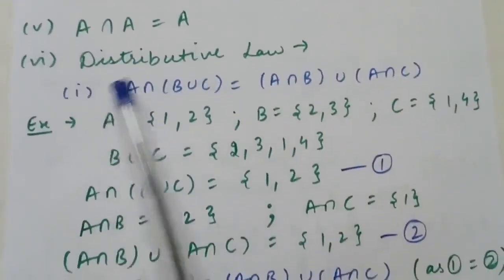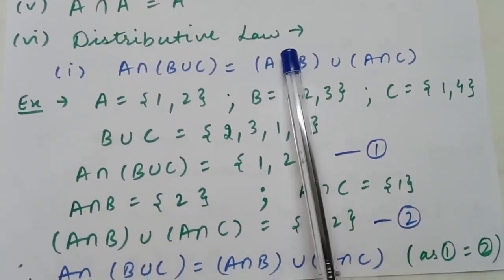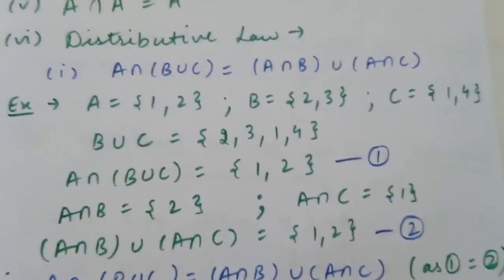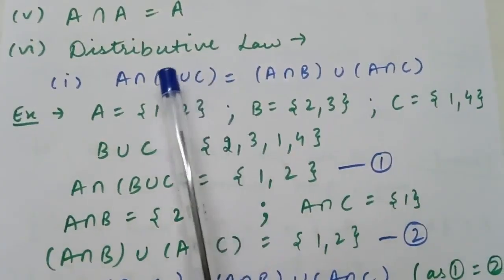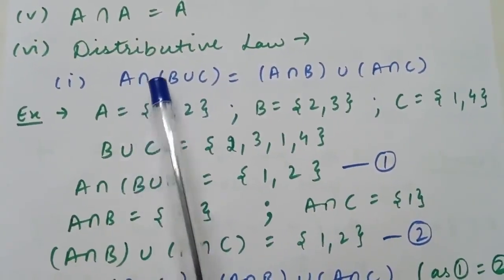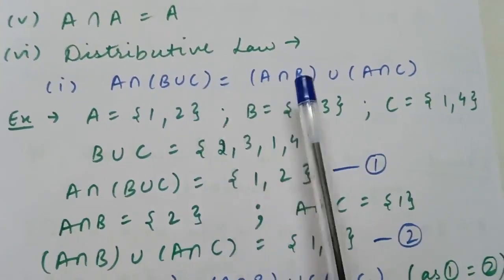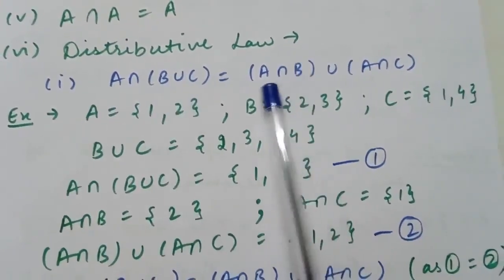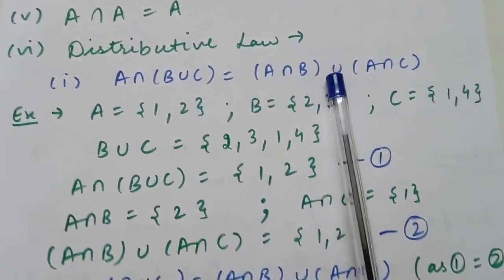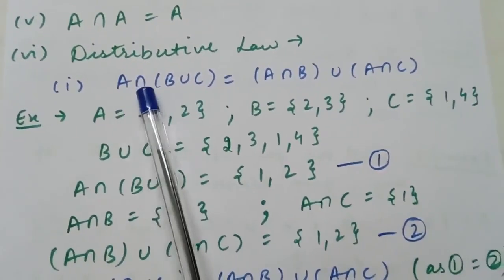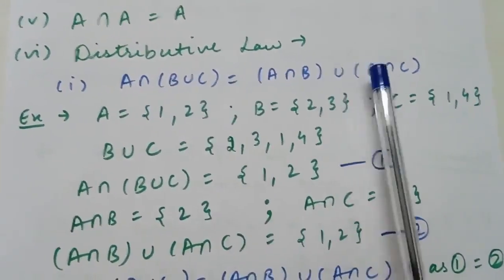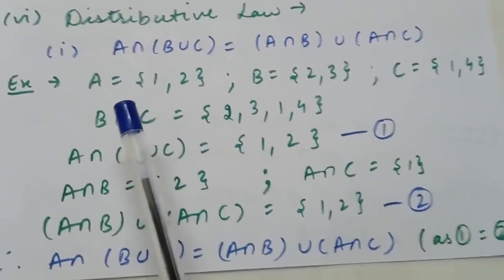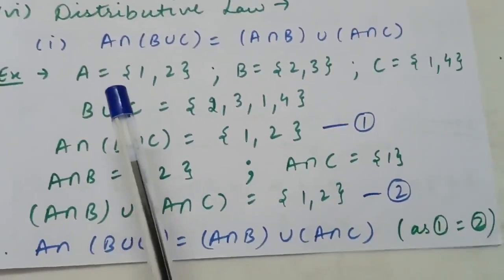Now next comes the distributive law. What this law says is that intersection can be distributed over union, right? A intersection (B union C) can be written as (A intersection B) union (A intersection C). We'll prove it by an example. Proof I'll give you later.